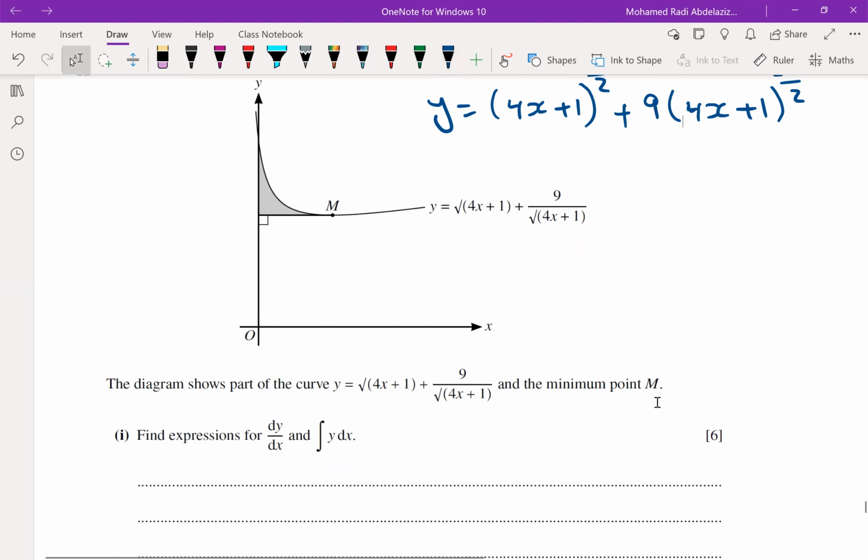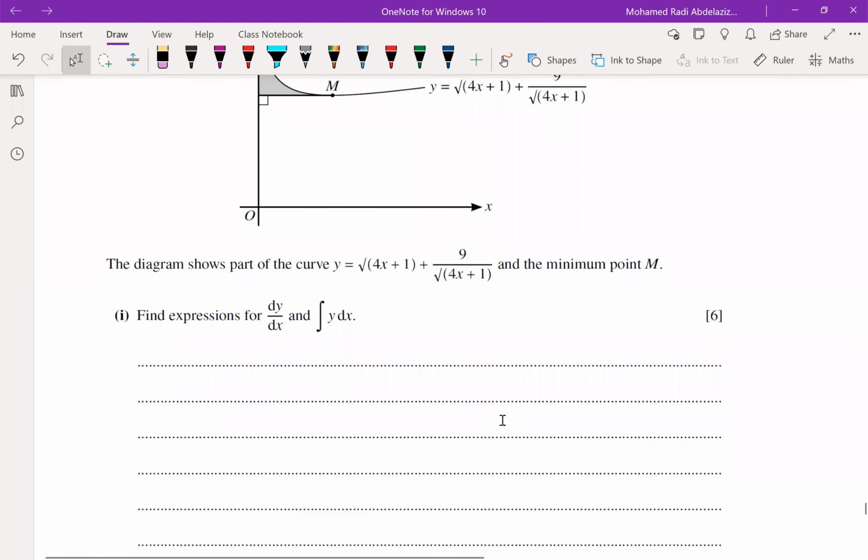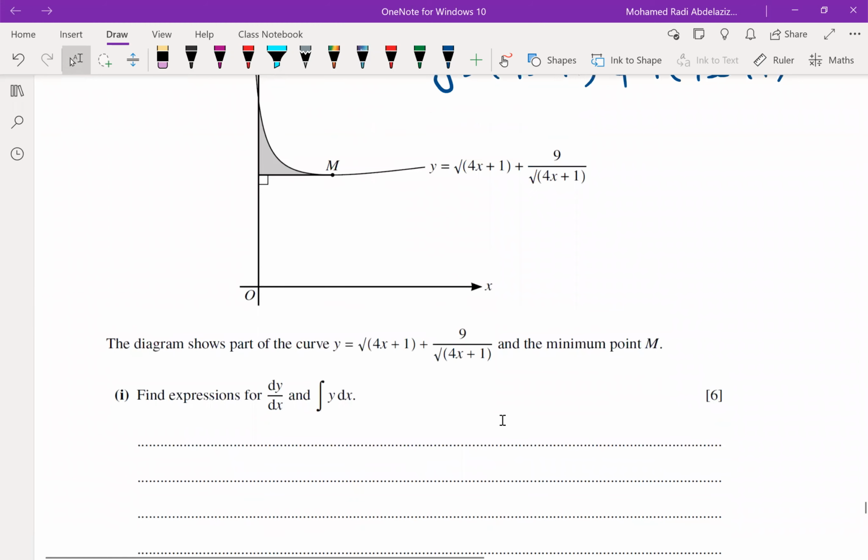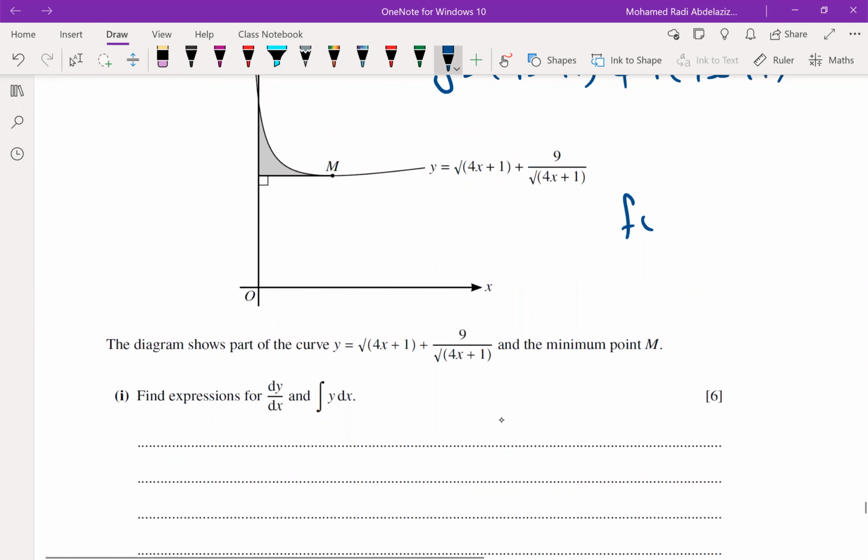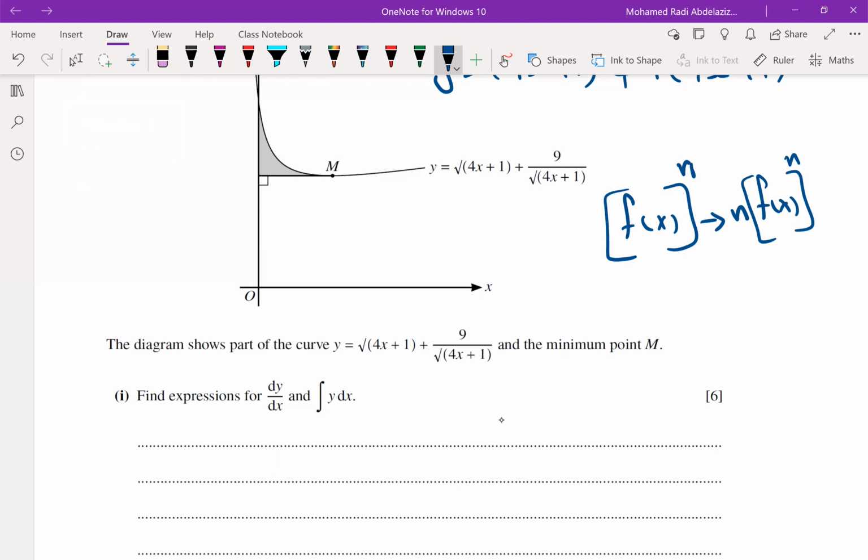The graph shows the part of the curve, and the minimum point M means you will use the derivative equal to 0. He asked in part 1, find dy by dx. If you remember, when we have a function written in the form f(x) all to the power of n, by using the chain rule to get the derivative, just drop the power, then take 1 from n to be n minus 1. Don't forget to write the derivative of the expression.